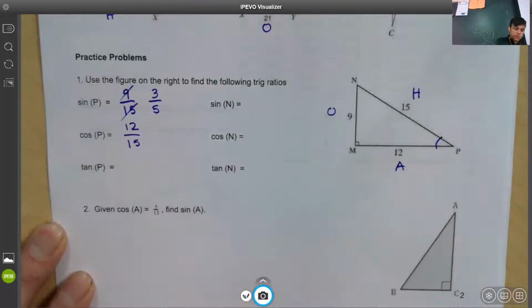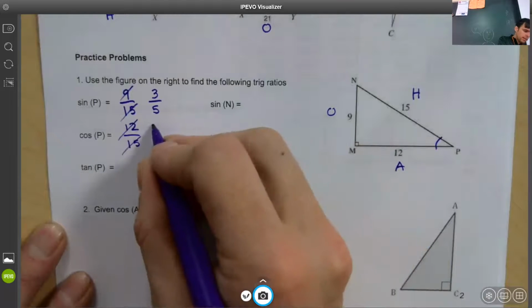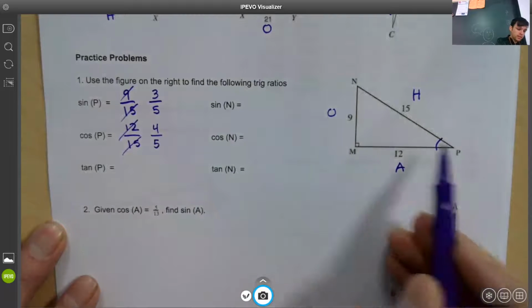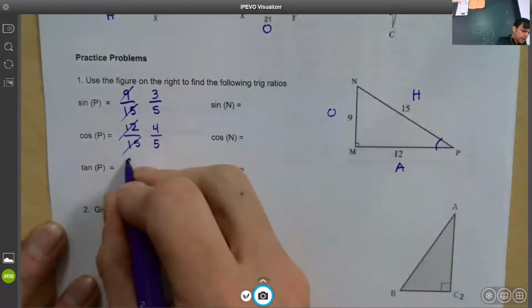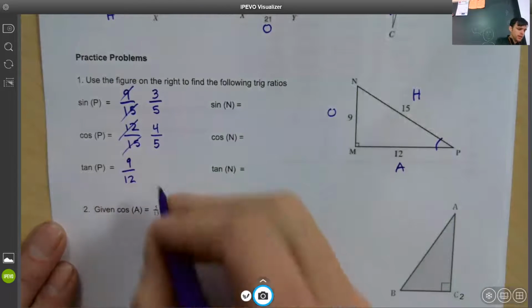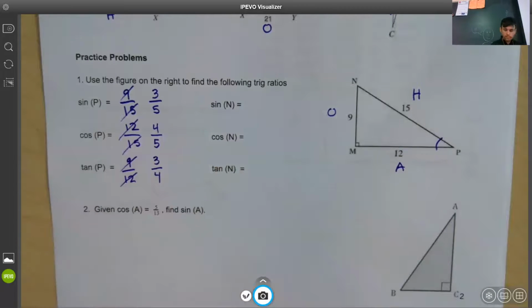Again, this also reduces. These are also divisible by 3, so this is going to be 4 over 5. And then finally, tangent of P, so tangent is opposite over adjacent, so that's 9 over 12. Again, this is reducible. These are also divisible by 3, so this simplifies to be 3/4. There we go. Those are our 3 ratios for angle P.